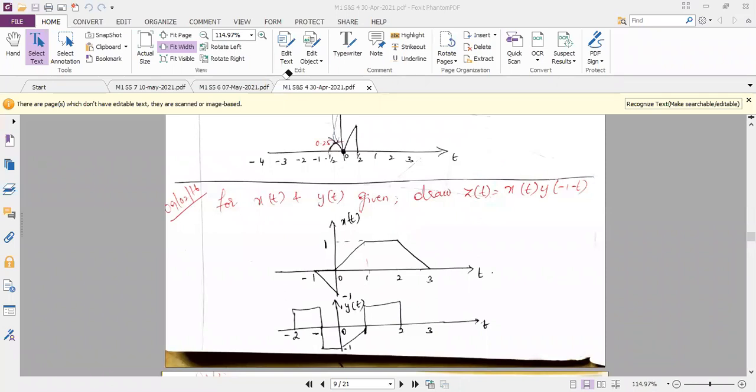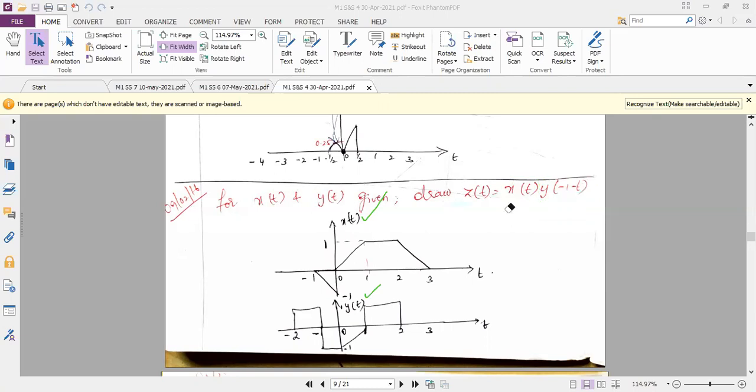Shall I start? Yes, ma'am. See, x of t you have and y of t in the question. As per the given expression, x of t I need not modify anything, so I can keep it as it is. The only thing I need to modify is y of t. I need to get y of minus 1 minus t.